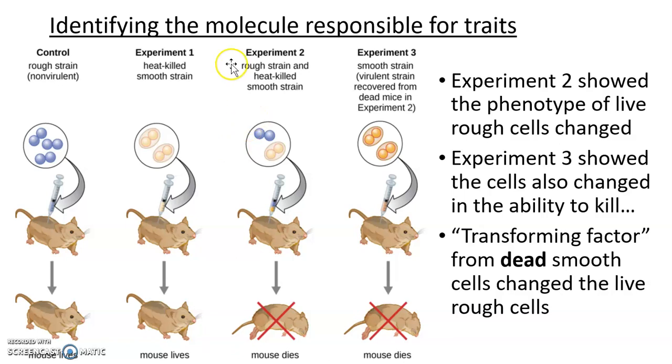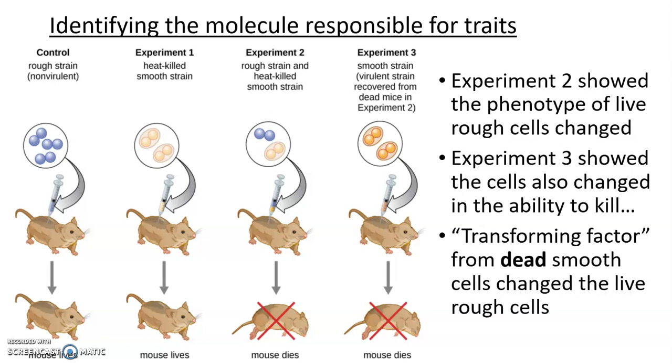But when he took live rough strain cells and heat-killed smooth strain, and if you think about this, both of these tests resulted in the mouse living, but when he mixed these two together, all of a sudden the mice were dying. And when they recovered some of the bacteria from the bloodstream of the mice, they found that those live rough strain bacteria had somehow been changed into live smooth cells. And so what he concluded is that there must have been something, what he called the transforming factor, that came from those dead smooth cells that was actually able to change the live rough cells.